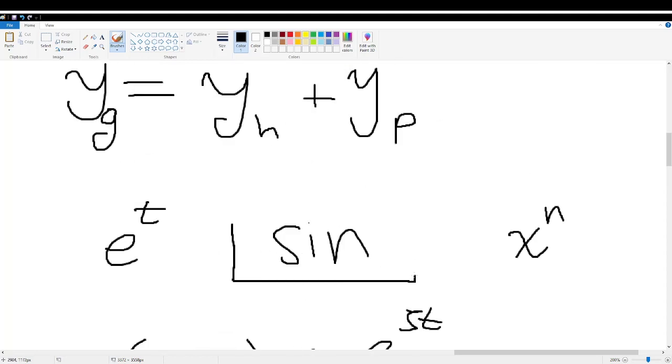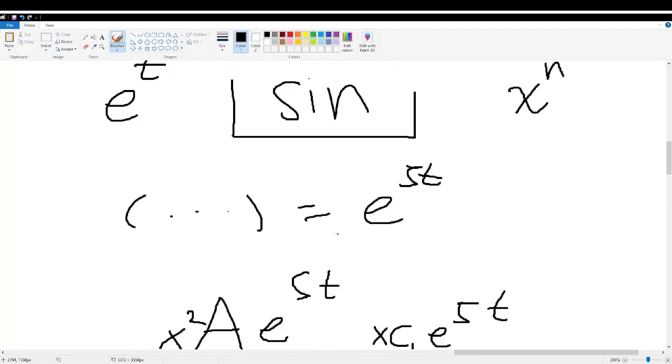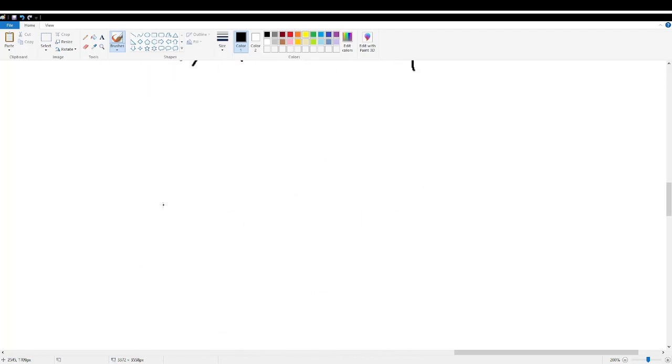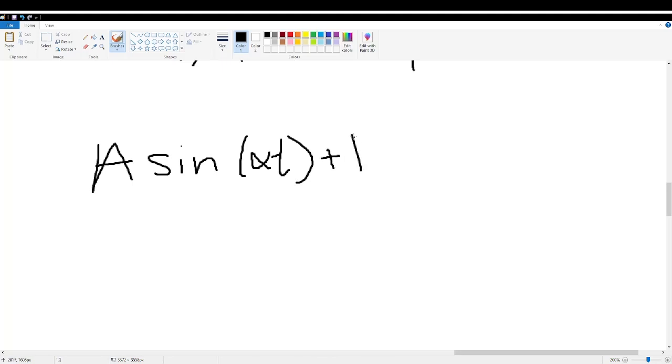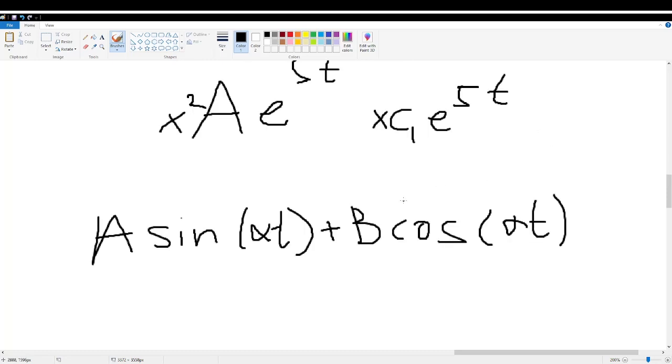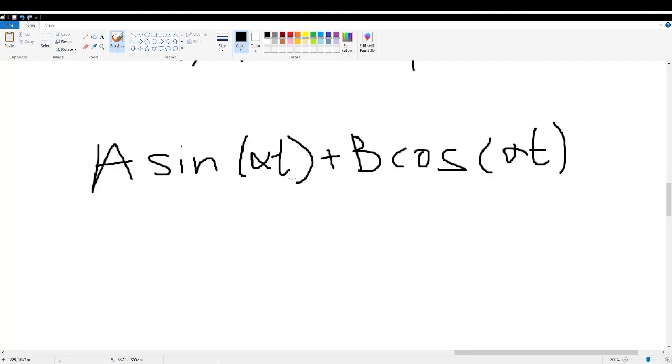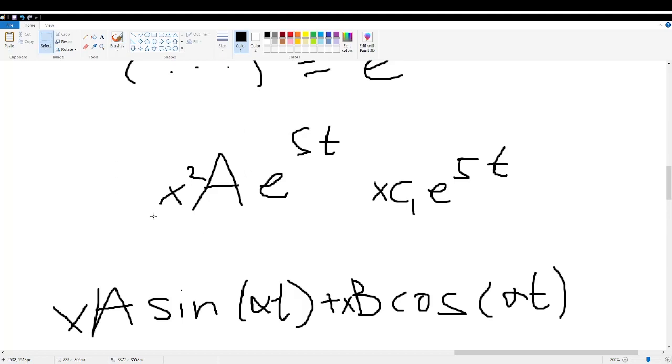As we mentioned, for sines, whenever you have a sine, you also have the possibility of developing a cosine through a derivative. So you make guesses of the form a sine of whatever your term is, let's say alpha t, plus b cosine of, again, your same term, alpha t. And the same principle applies if there's already a solution in the form sine alpha t plus cosine alpha t: just add an x in front of it and make sure you get both of them.